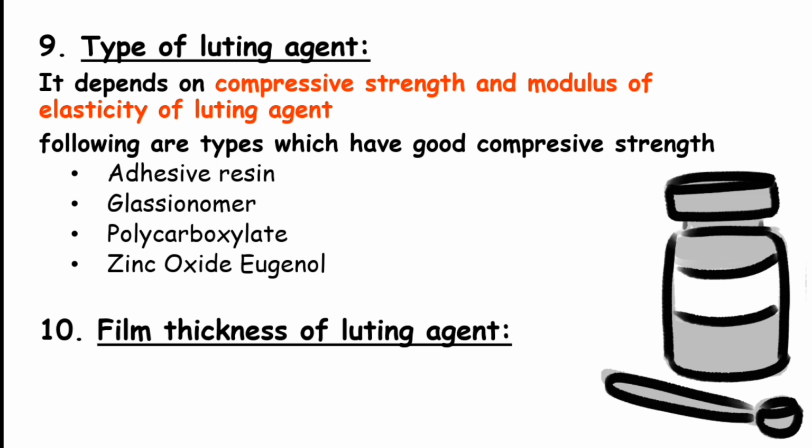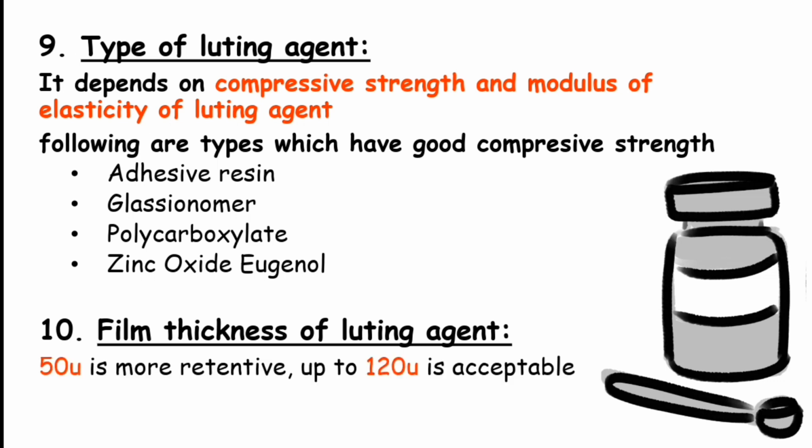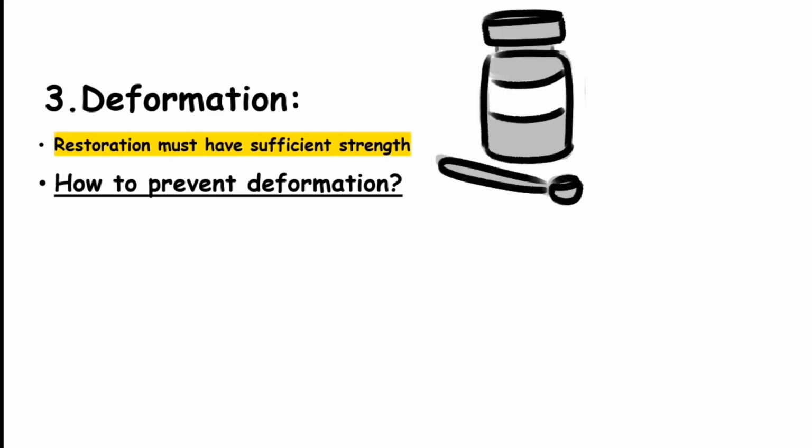So what film thickness of luting agent do we need? 50 micron is more retentive, but up to 120 is acceptable. Deformation is the third point of the mechanical principle in tooth preparation, and we should prevent restoration deformation. So how can we prevent it? The restoration must have sufficient strength.